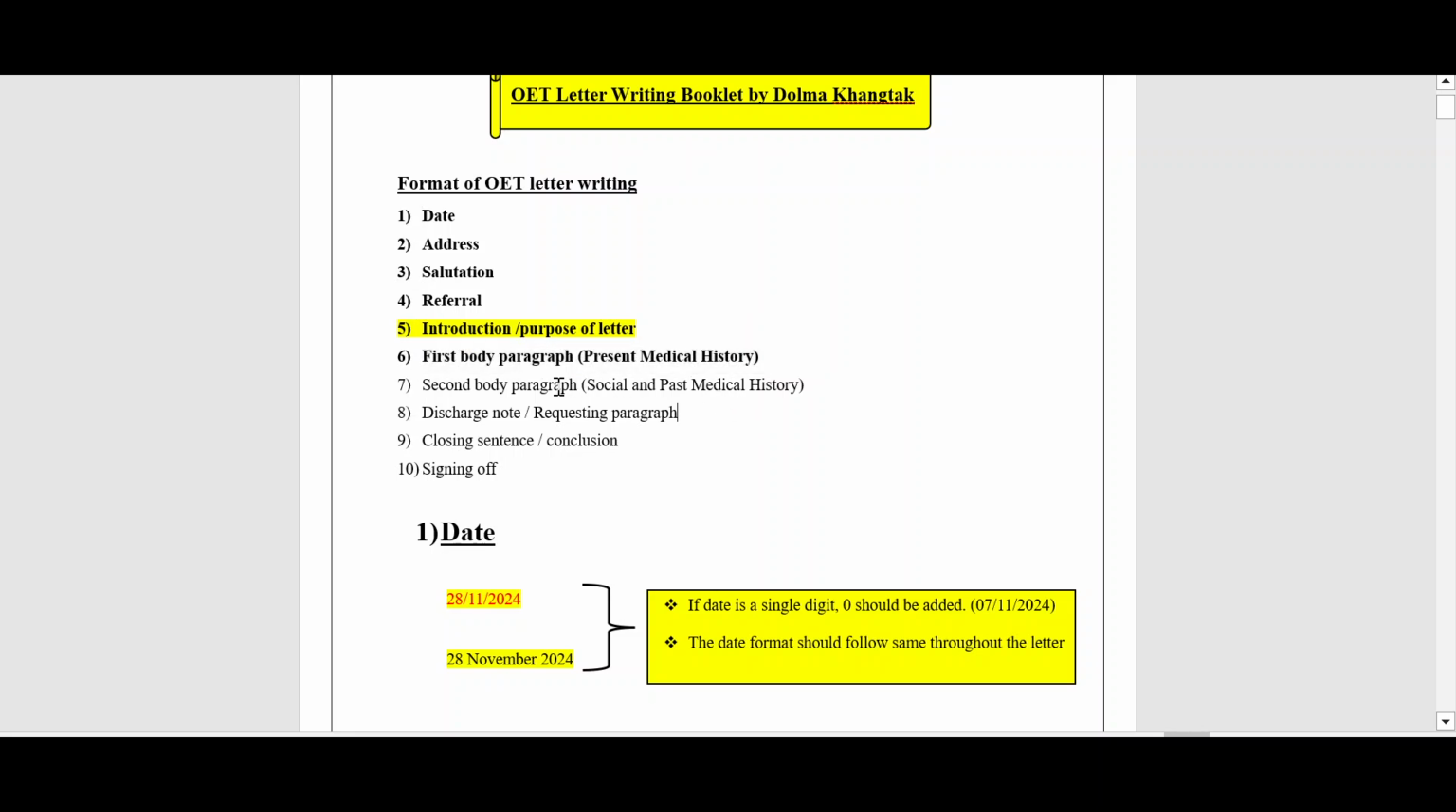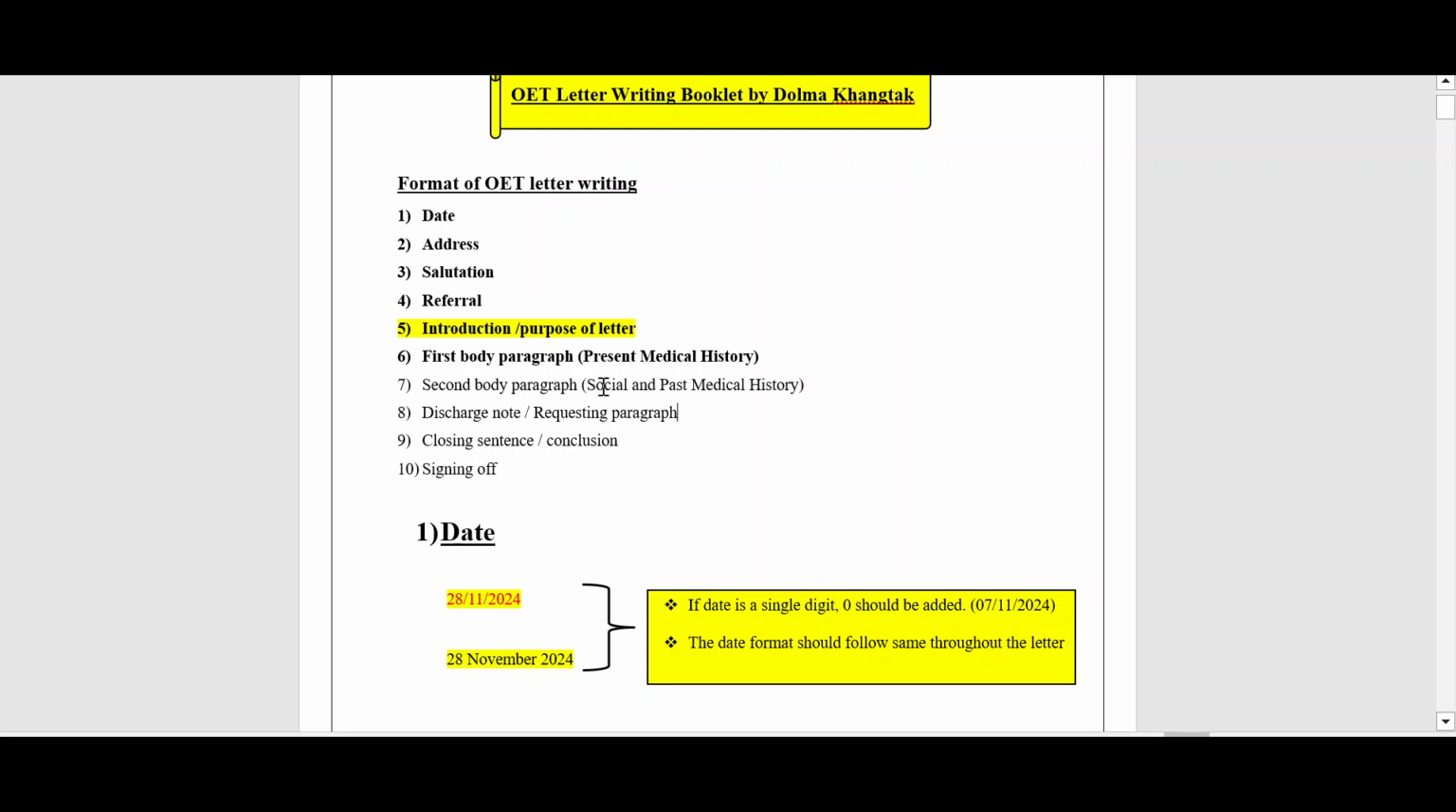Now the second body paragraph, which consists of social and past medical history. Sometimes the present medical history is very important. At that time you need to reduce the information from the social history that is not relevant, and you can exclude past medical history that is not relevant to the present condition. If the present history is very short, as letters are sometimes very short, you can include social history to get the word count. If the number of words is less, you will lose marks.